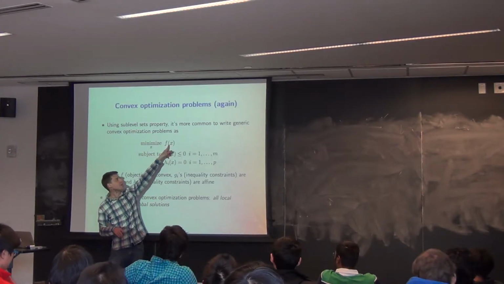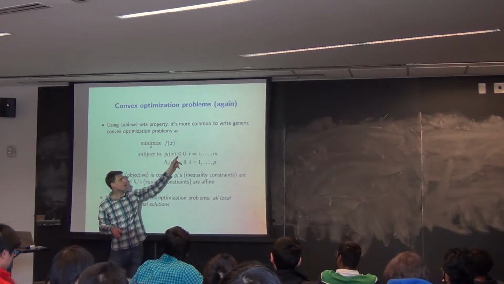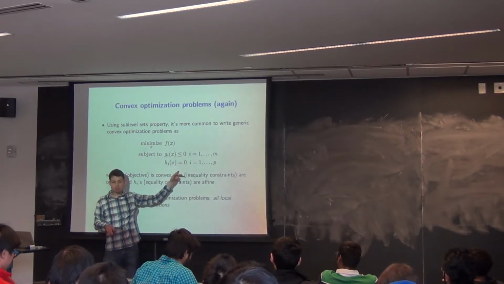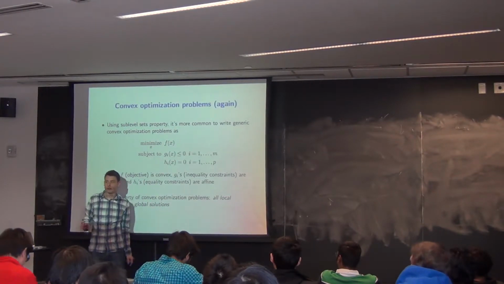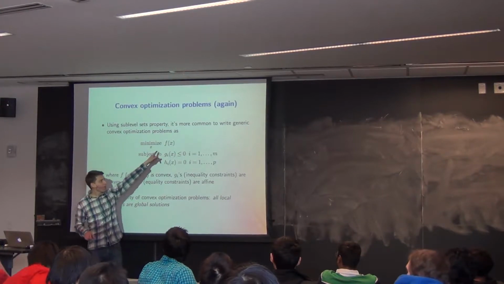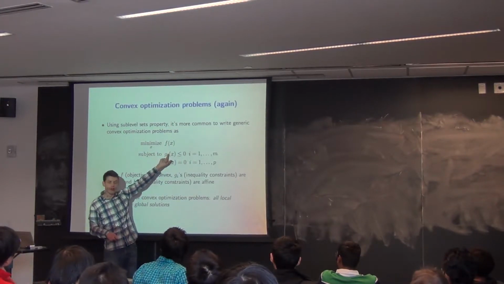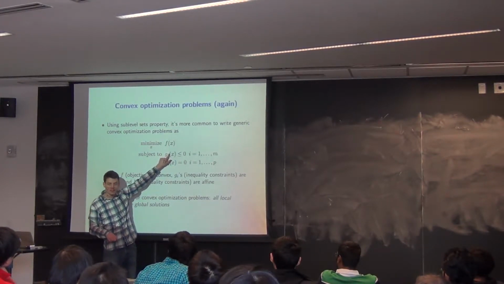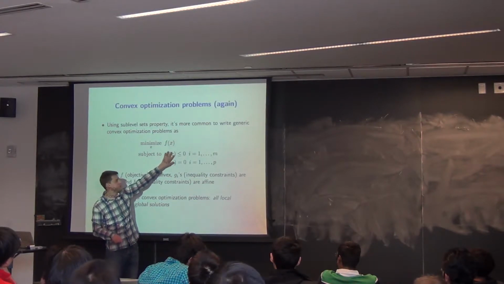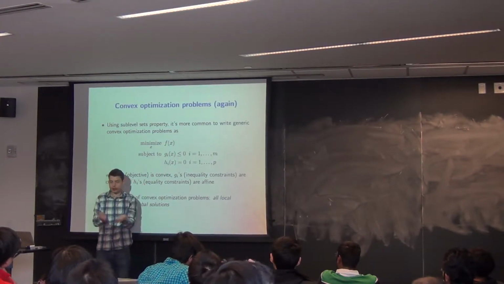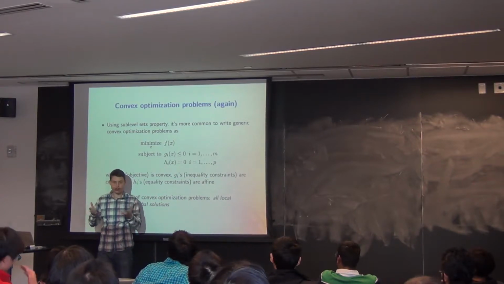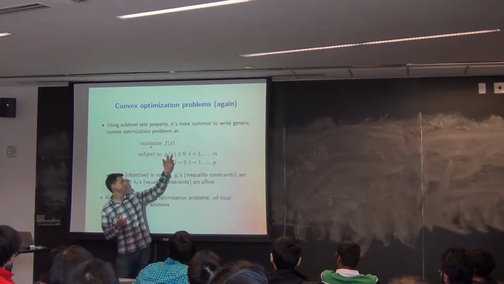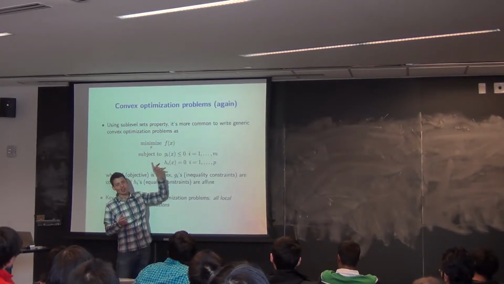Minimize over x, f of x, subject to a bunch of functions g_i of x being less than or equal to 0 and a bunch of functions h_j of x being equal to 0. This is a convex problem if and only if f is convex and all the g's are convex, and that ensures the feasible region is convex because the sub-level set of a convex function is a convex set, and the intersection of convex sets is a convex set. So you're basically saying that you have to be within all of these, each of which is a convex set.